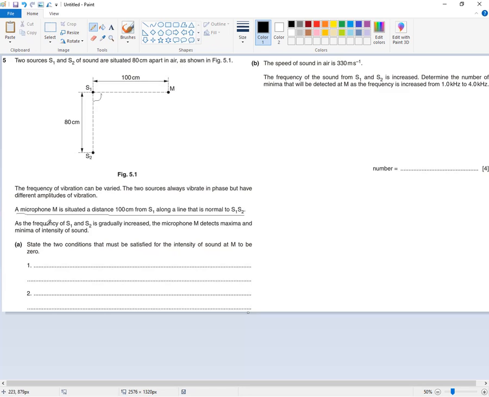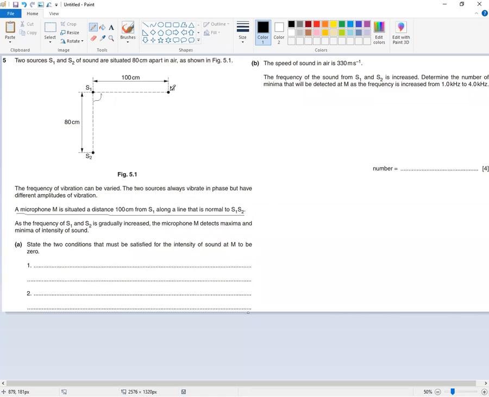The first question is very simple. As the frequency of S1 and S2, the two sources simultaneously the same, is gradually increased, the microphone M detects maxima and minima of intensity of sound. This is the first thing that I need you to understand. What does this mean? We're going to increase the frequency of these two sources. Increasing frequency, in other words, can be understood as decreasing the wavelength.